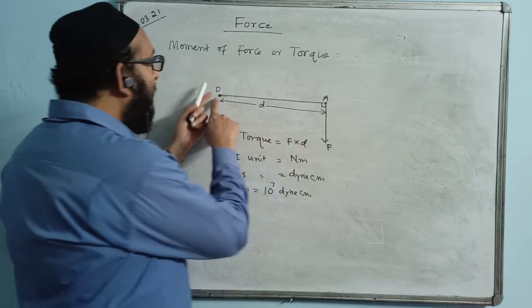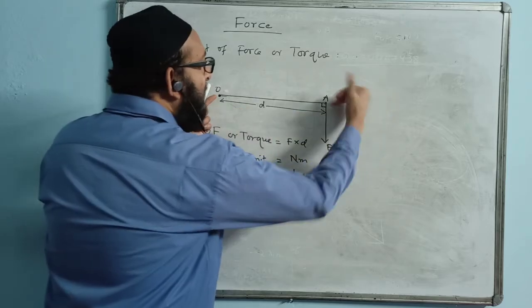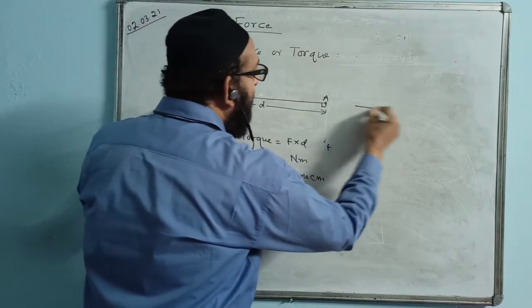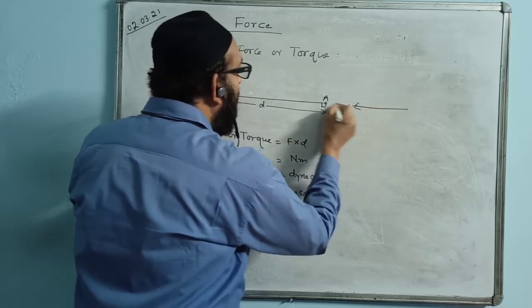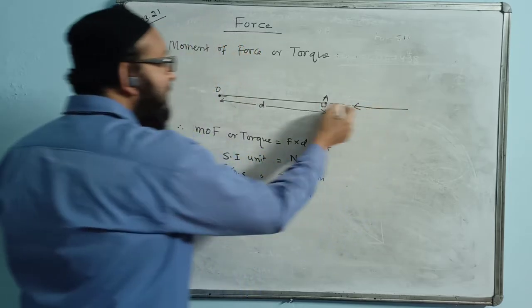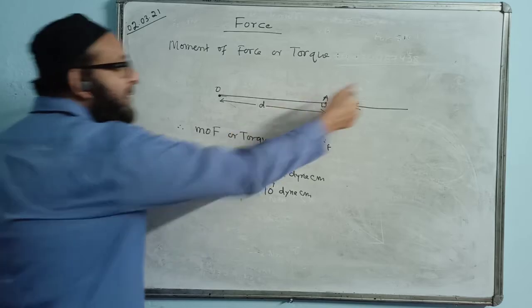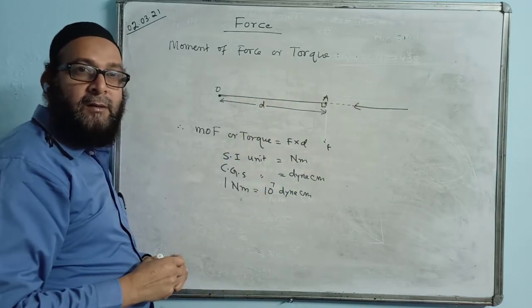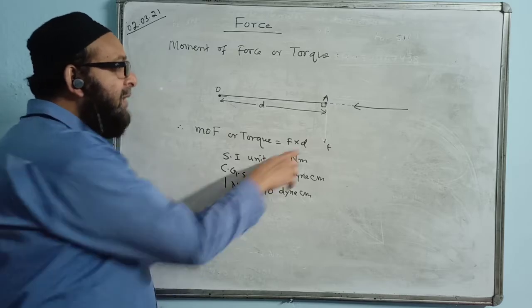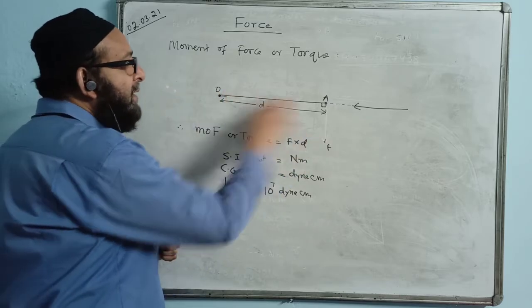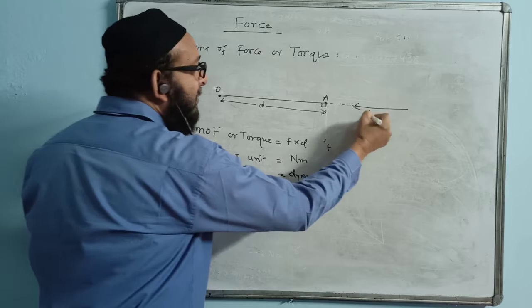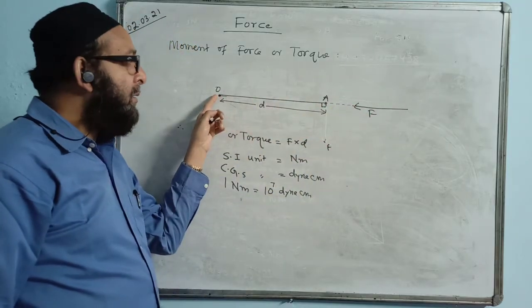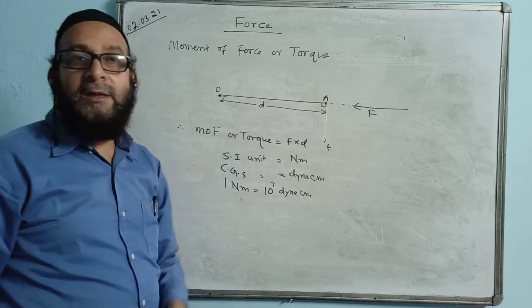If we give a force, the body is pivoted here, but if we give the force in this manner, the line of action of the force here is along the line D, because this one and D are in the same direction. There is no perpendicular distance. So the D value will be 0 because the distance has to be perpendicular. If this is the force, it is along the pivoted point, then the perpendicular distance is not available.